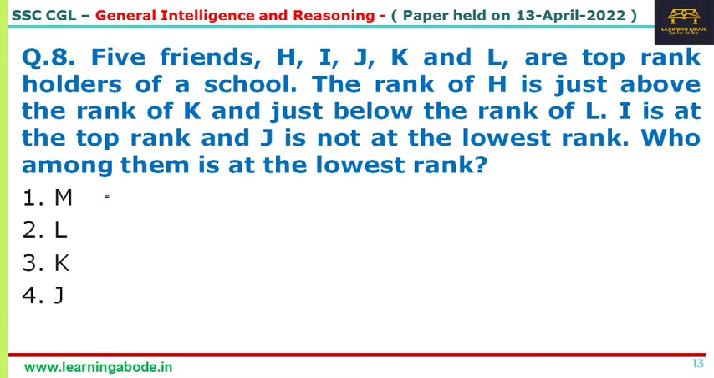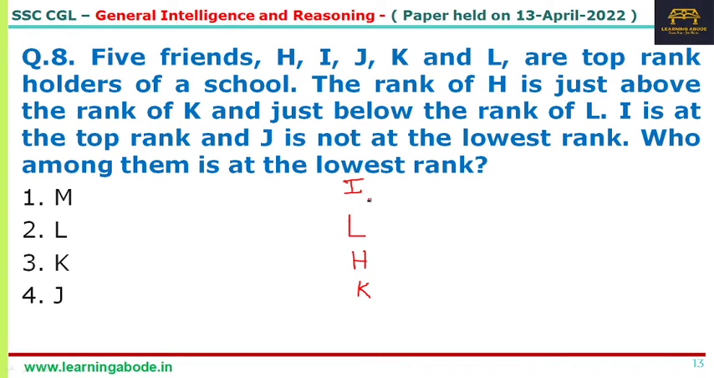Now question number 8, it's a very simple question. It's an arrangement based question, like a ranking order arrangement. There are 5 friends, H, I, J, K, L, who are top rank holders. H is just above the rank of K and just below L. So you have L, and H just below L and just above K. And I is at the top rank.